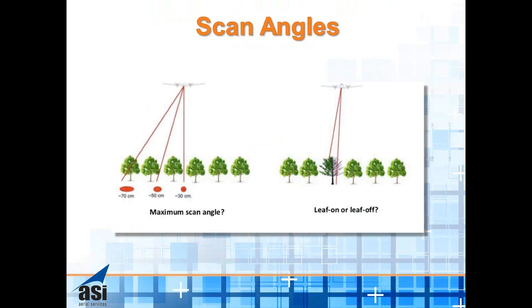We also have an issue with scan angles. With the LiDAR sensor that Aerial Services uses, we can do up to a 60-degree field of view. So we can fly wider and penetrate the canopy better than some other sensors out in the market.